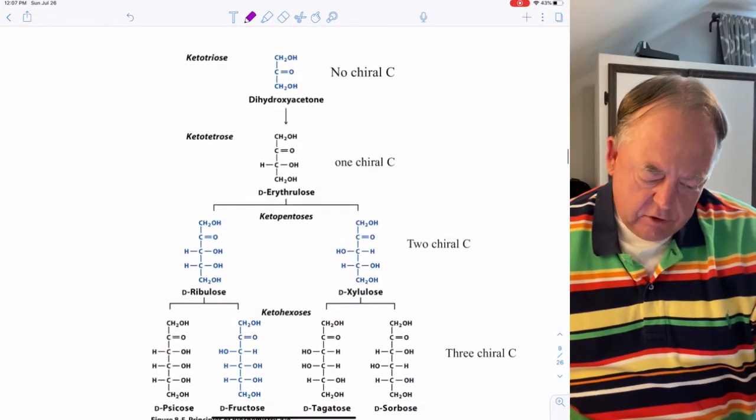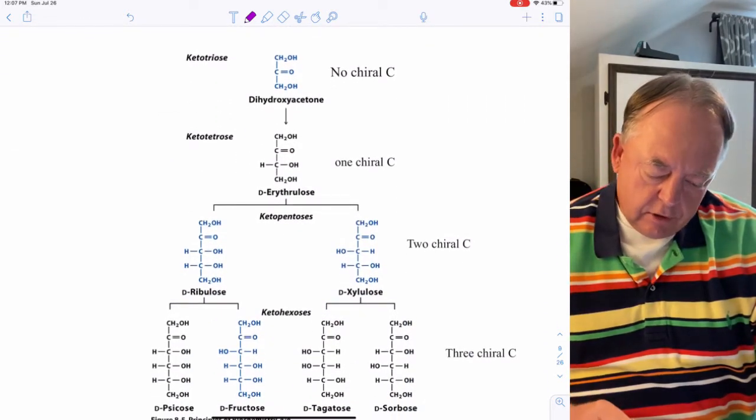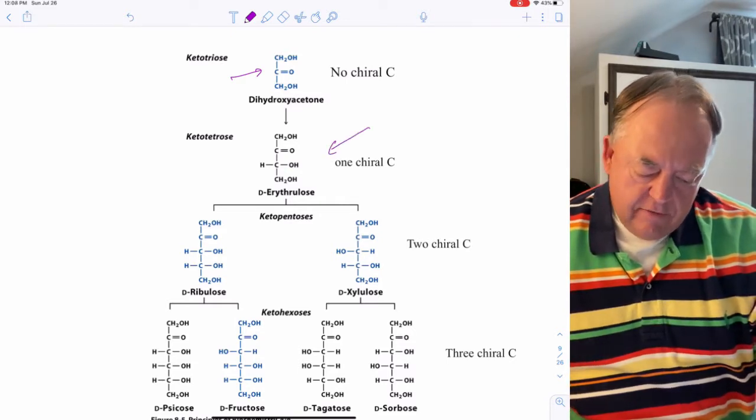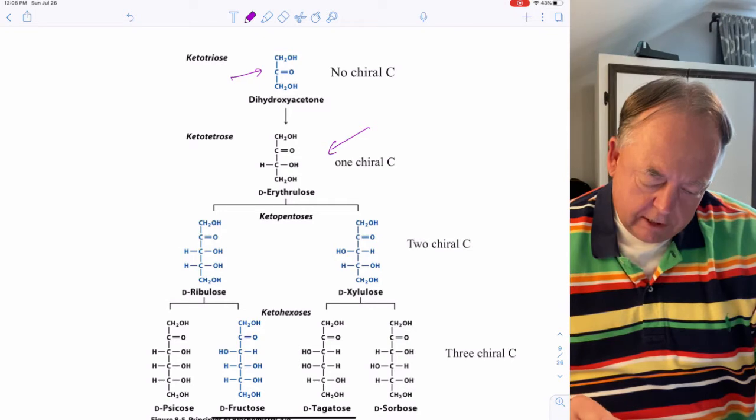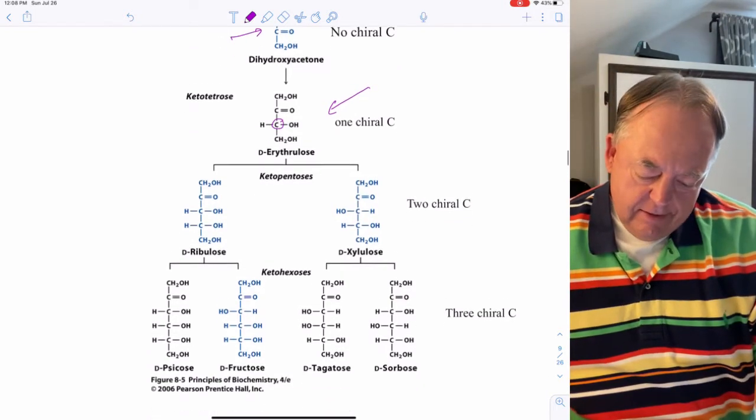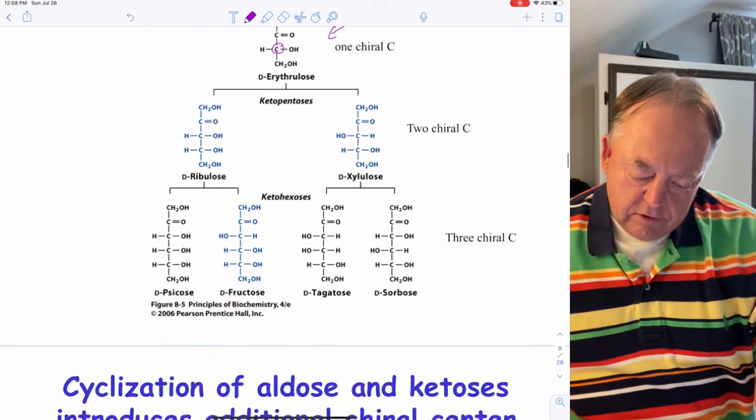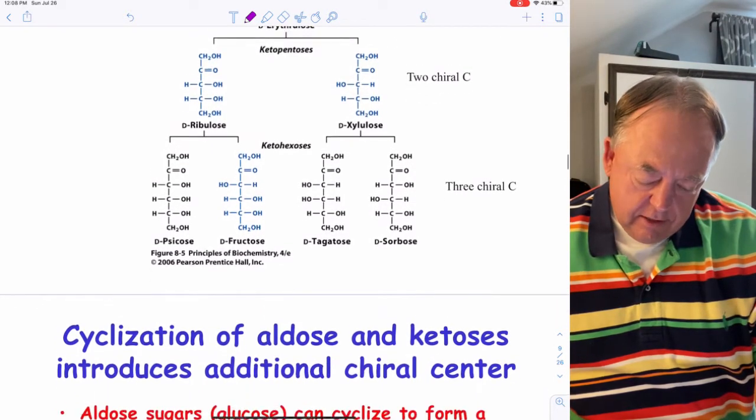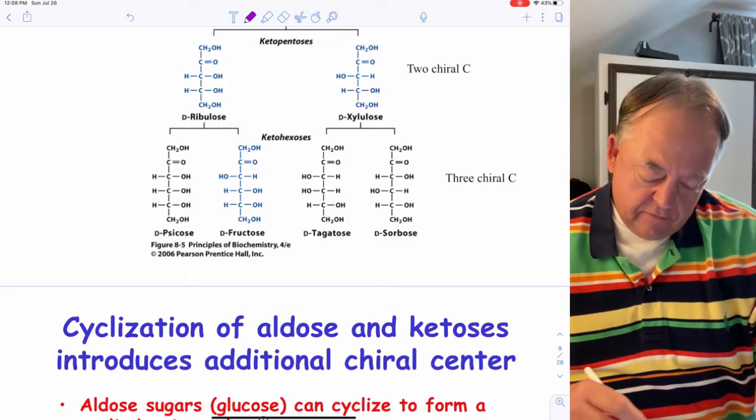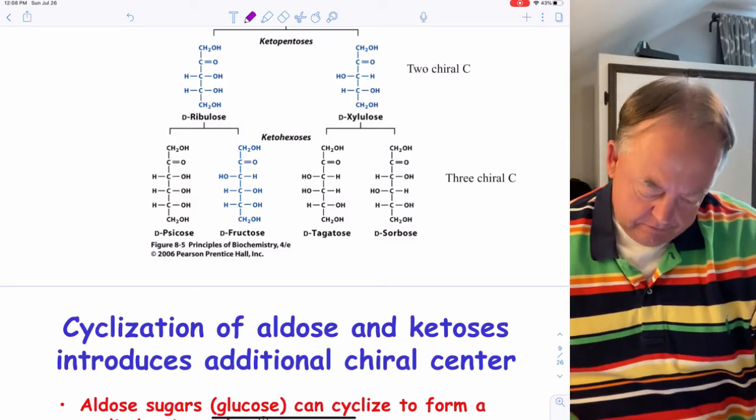So for the keto triose, there are no chiral carbons, right? So no stereoisomers there. And similarly, for the tetrose, now there's 1 chiral carbon, so the other stereoisomer would be its enantiomer. Two chiral carbons for pentoses, so 4 stereoisomers, and the hexoses, 3 chiral carbons, so 8 stereoisomers. So the other 4 would be the enantiomers of these 4.